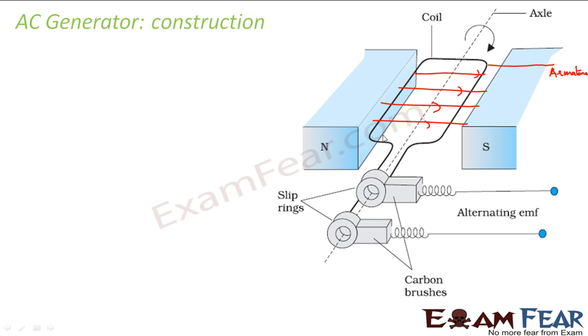Now there is an axis of rotation for this rectangular coil. The coil is capable of rotation, and it rotates about an axis which is perpendicular to the magnetic field. This is the axis of rotation, and it is known as the axle, right? So these are the basic parts of an AC generator: a magnetic field, a rectangular coil, and an axis of rotation perpendicular to the magnetic field. The coil will rotate about this axis, somewhat like this.